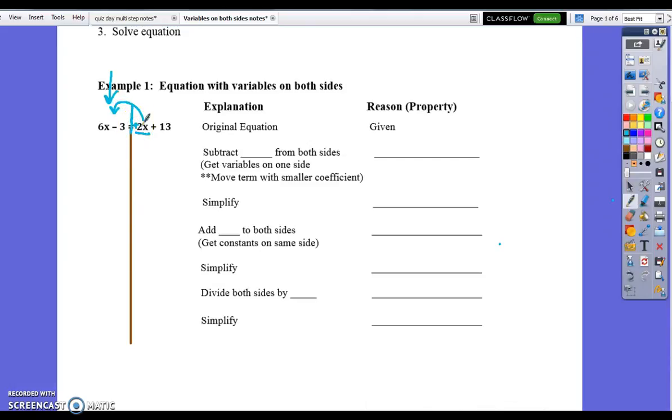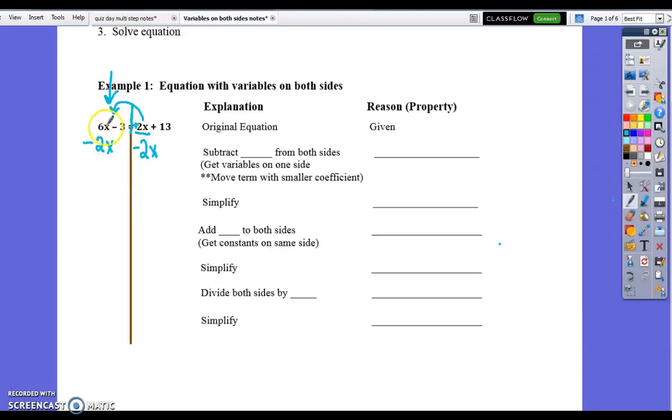How do I get rid of a positive 2x? I do a negative 2x on both sides, and I'm going to stick it right under the 6x. I can't stick it under the negative 3 because you can't combine 3 and negative 2x, because the negative 2x has an x and the 3 does not. So it's not going to ever combine with this 3. So I don't want it under there. I'm just messing with my variables first. Always do your variables first, okay?